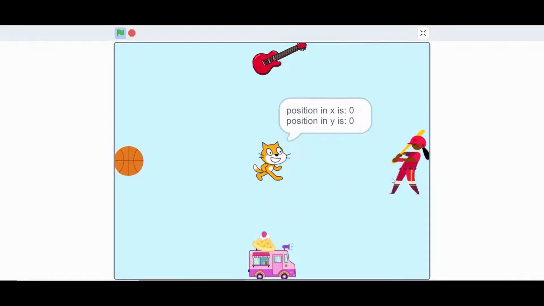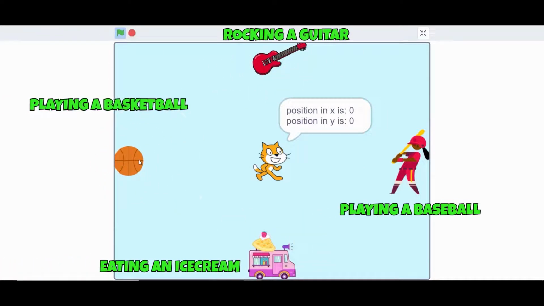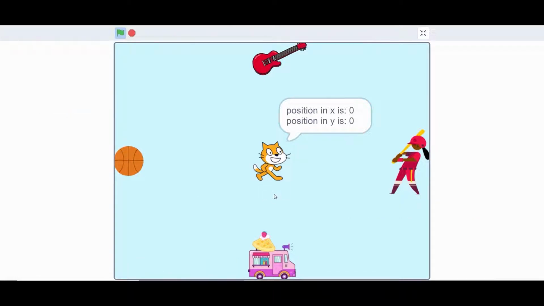As you can see, we have 4 different activities that our cat can perform: playing baseball, eating an ice cream, rocking the guitar, and playing basketball. To do any of these activities, we must move the cat to that location using the arrow keys. While we do this, I want you to observe the message displayed by the cat.